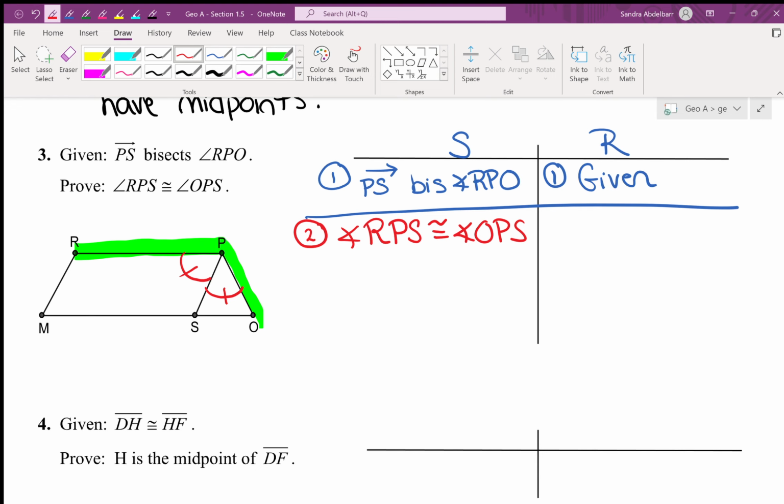Now, what made us believe we can do that? Adam? Good, because it told us in the given information that we were bisecting the angle. And isn't that based on the definition of a bisector that it splits it into 2 equal parts? So we're going to say our reason for this is def of bisect. And I just write BIS. Is that what we wanted to prove? Yeah, so we're done.